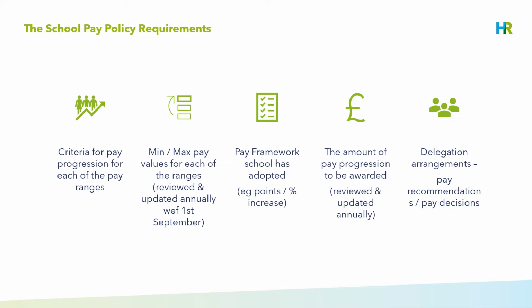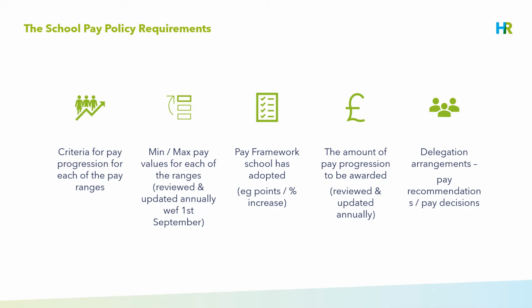Criteria for pay progression. For each of the pay ranges, schools should define what good performance looks like. These criteria should reflect the different expectations for each of the pay ranges. For example, you would of course expect the expectations for leadership teachers to be quite different to those for an early career stage teacher.